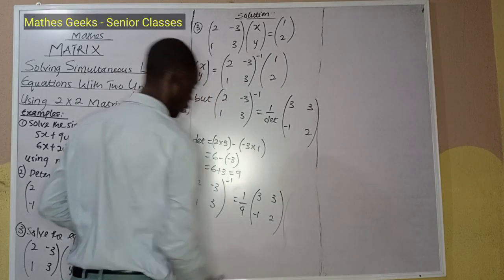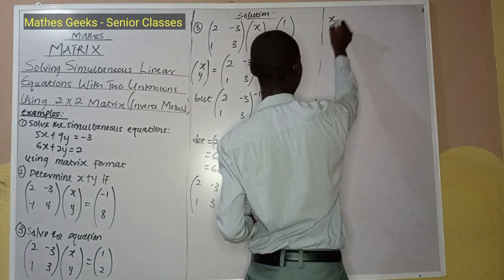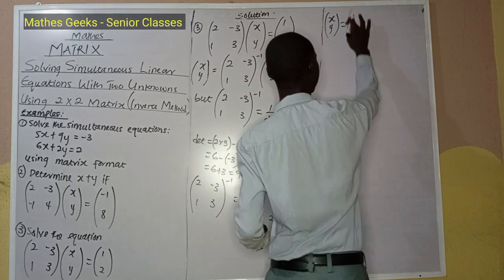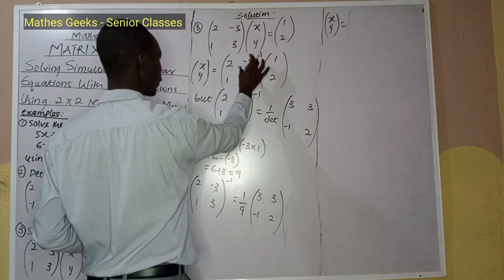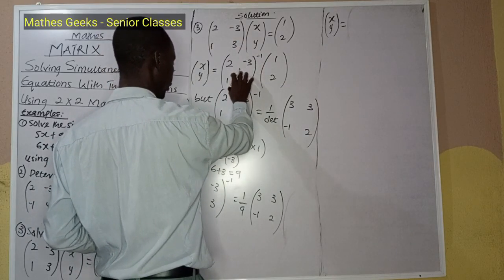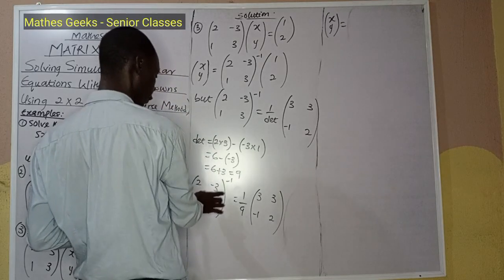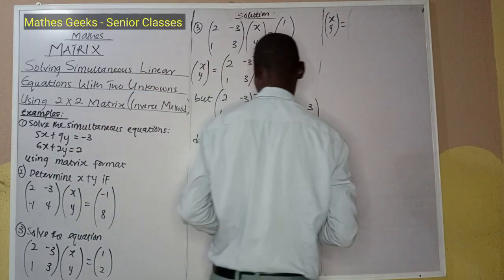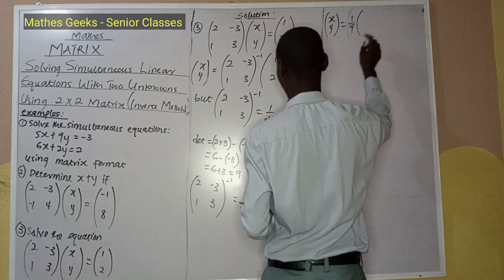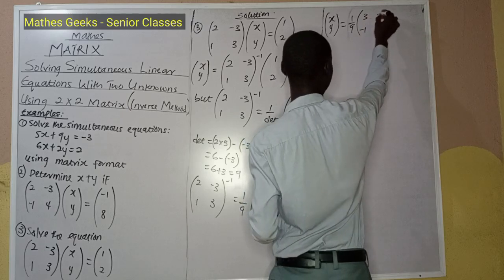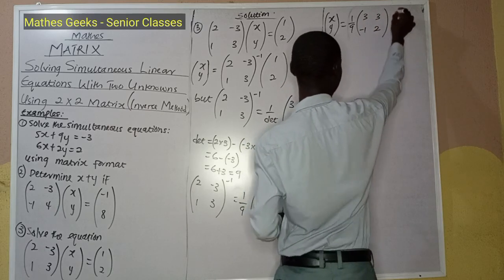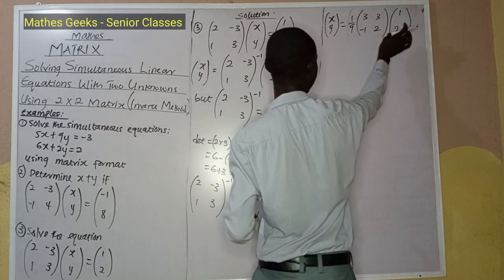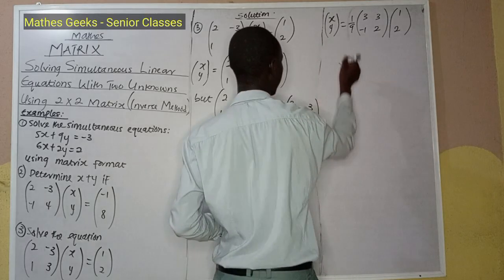Okay, so come here, x, y equals the inverse of this matrix, times 1, 2. The inverse of it is this part. So we put this in place of this here in this expression: 1 over 9, 3, minus 1, 3, 2, and 1, 2. So we evaluate these two matrices.